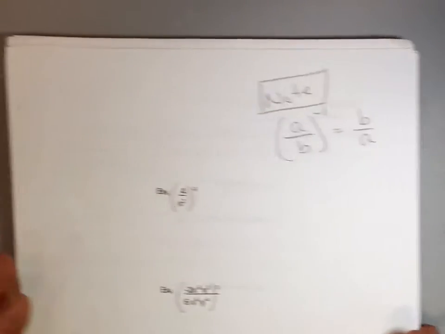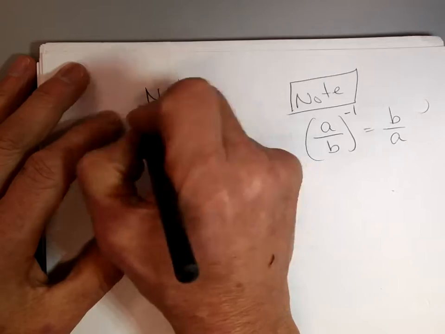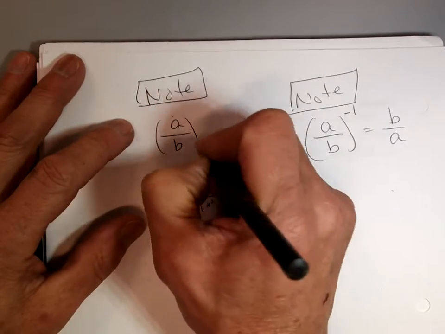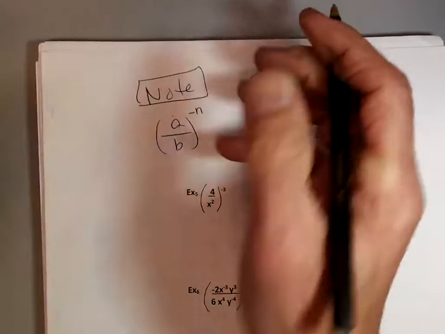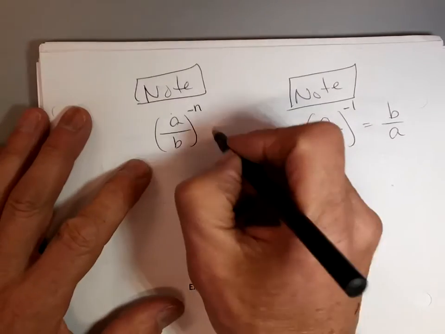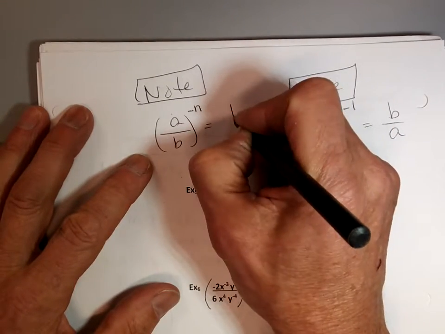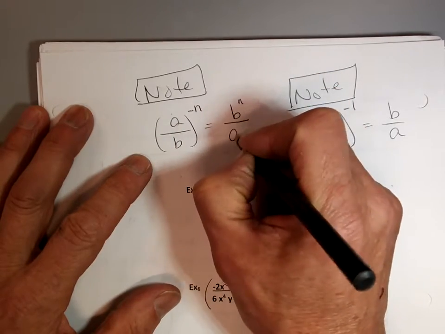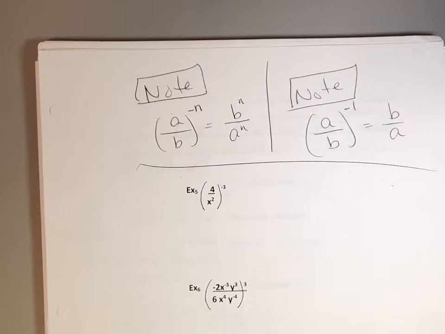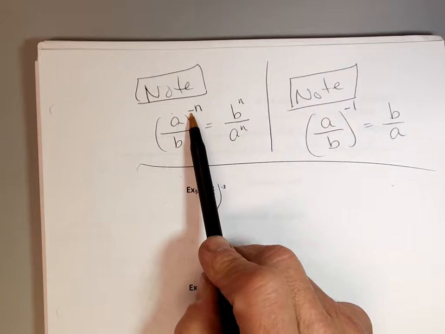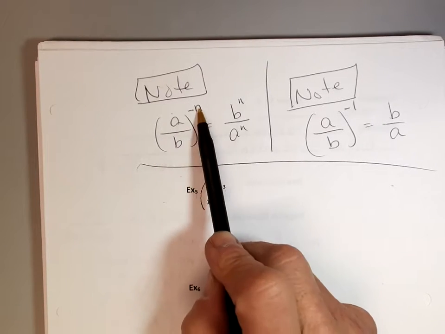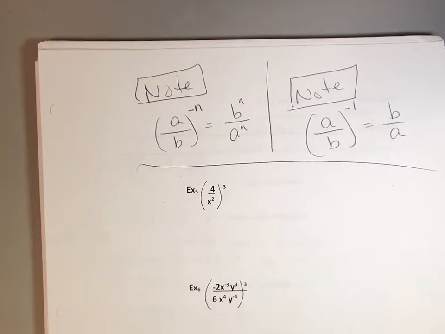Or, note, if I have a over b to the negative n power, whatever n is, like in case it might be 3, that's going to be the same thing as b to the n over a to the n, okay? So the negative exponent made that one go down. The negative exponent made that one go up, and then they both have to be to the power of n. So how does that help me with example 5?